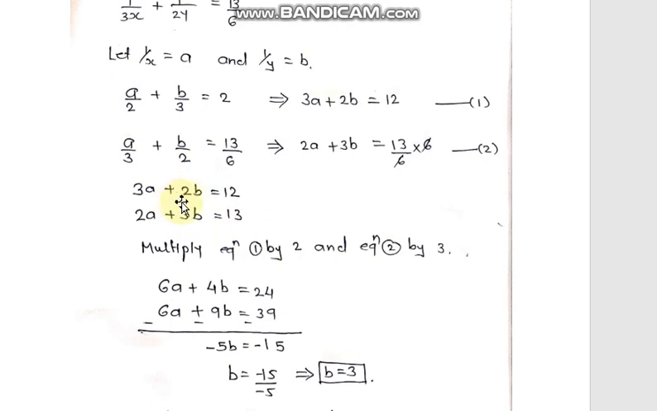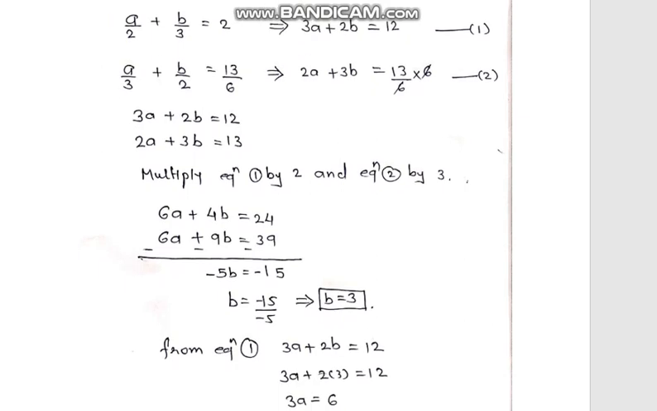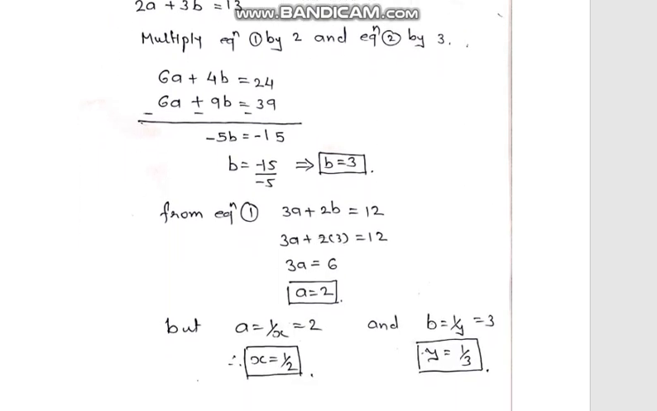We will use the elimination method. Now we are going to eliminate a. So we multiply the first equation by 2 and the second equation by 3. Multiplying the first by 2, we have 6a plus 4b equals 24. Similarly, the second by 3, we have 6a plus 9b equals 39. So let us subtract. We will have 4b minus 9b, minus 5b, equals minus 15, and therefore b equals 3. And by using the value of b, we will get a equals 2.